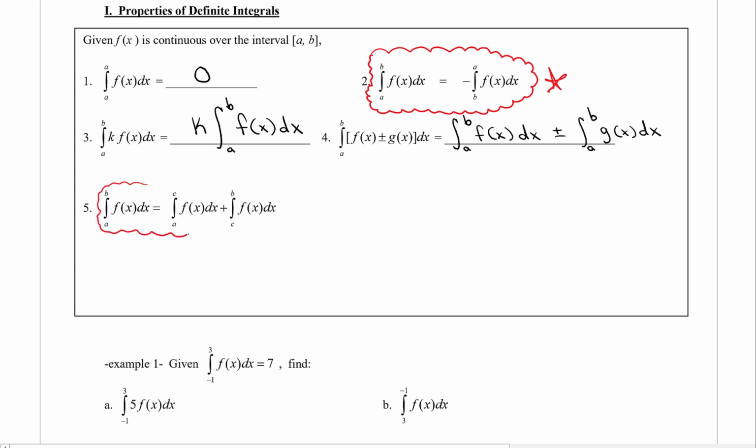Number 5, I'm going to go ahead and draw a cloud around this. The fifth property states the integral from a to b of f of x dx equals the integral from a to c of f of x dx plus the integral from c to b of f of x dx. We're going to begin by drawing a picture to help visualize this property.